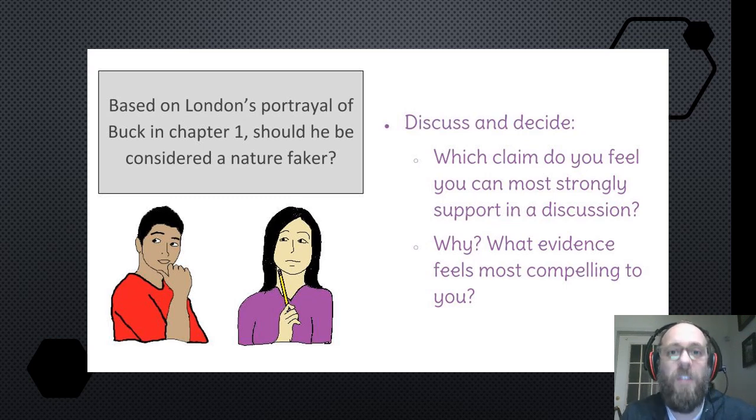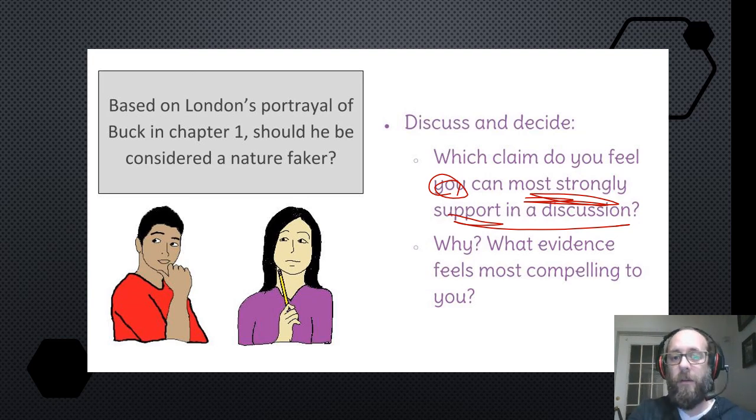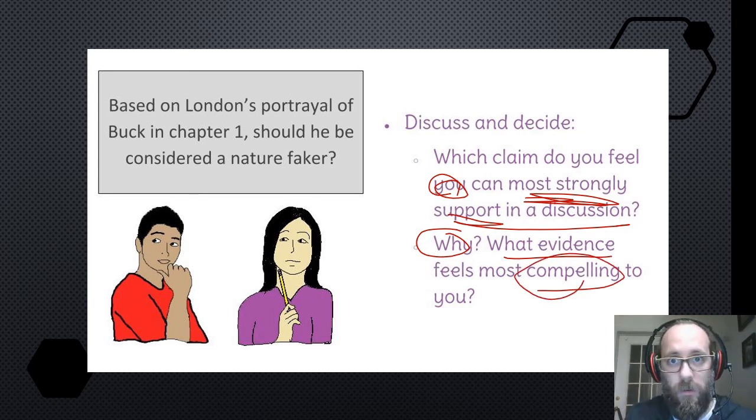Which one is he more? Is he more of a nature faker or is he more of not a nature faker? So discuss and decide. Talk with some people around you about what they think and what you think. Which claim do you feel you can most strongly support in a discussion or a debate? Because we're going to have a debate about this. And why? What evidence do you feel is most compelling or most interesting and important? Okay, so make sure you have enough evidence for this debate because I will ask you. And we're going to move on to the next slide.